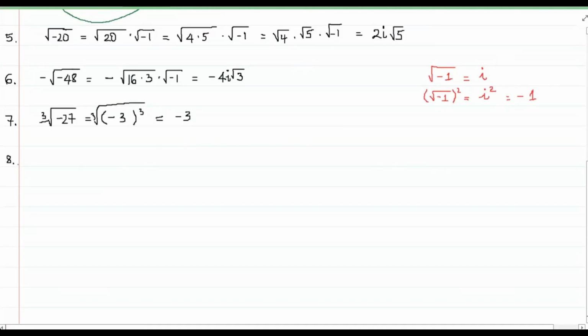Now question number 8. We have square root of 98 plus square root of 18 plus square root of 50.